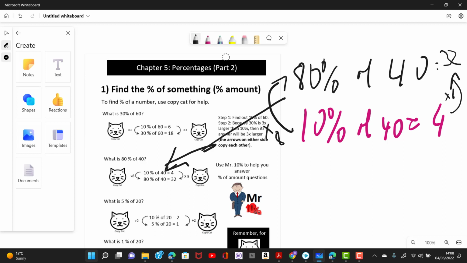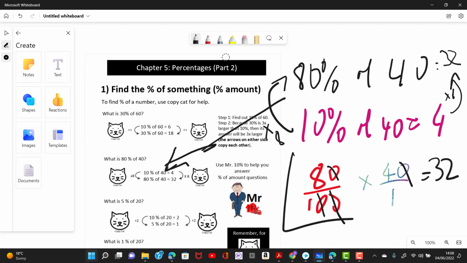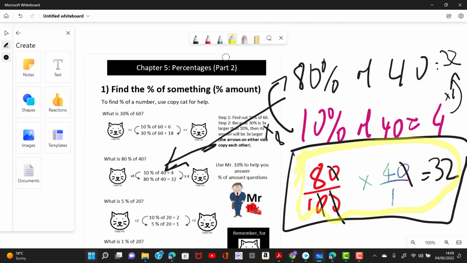Otherwise, you can use the method I just showed you at the start of the video. So 80% means 80 over 100. Okay, and then of means times, 40 over 1. Simplify, cross off the matching 0, so you've got a matching 0 there, matching 0 there. You've got a matching 0 here, matching 0 here. 8 times 4 is 32. Okay, so if you're comfortable with doing it this way, you don't have to do it in your head, just follow this one and you always get the right answer.